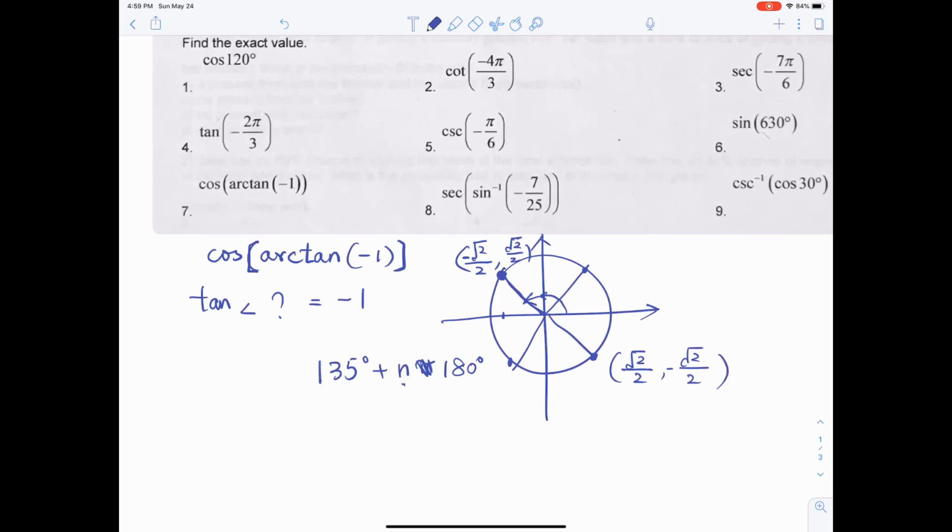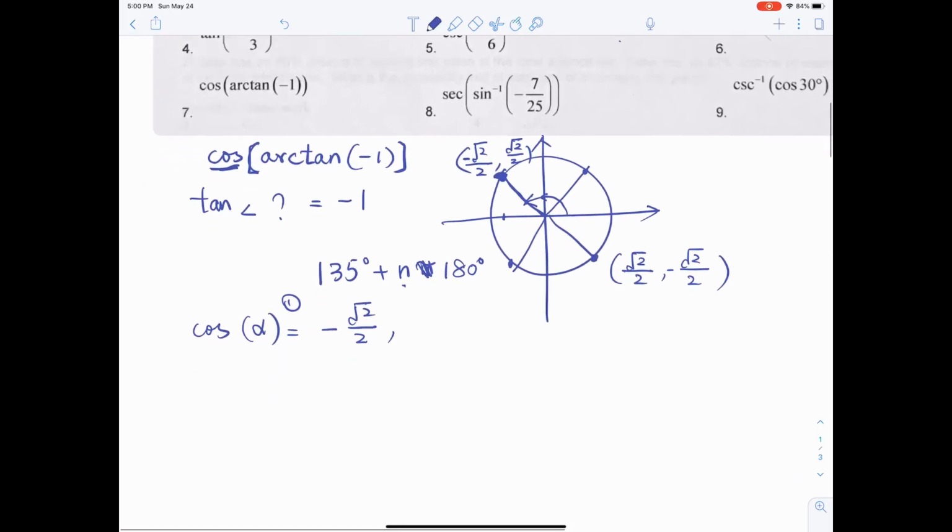So cotangent at this time... Cotangent will be cosine. Cosine is the x value. So it's negative root 2 over 2, which is correct. This is resolution 1, result 1, cosine alpha equal to this.